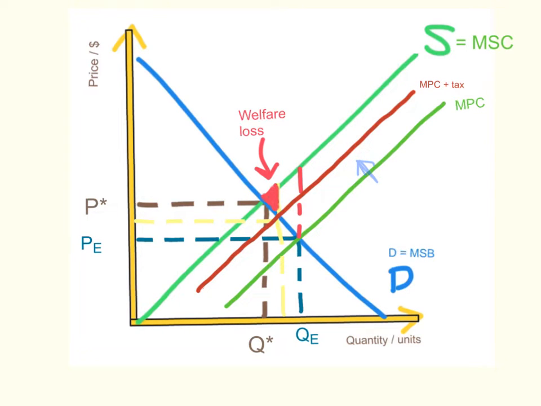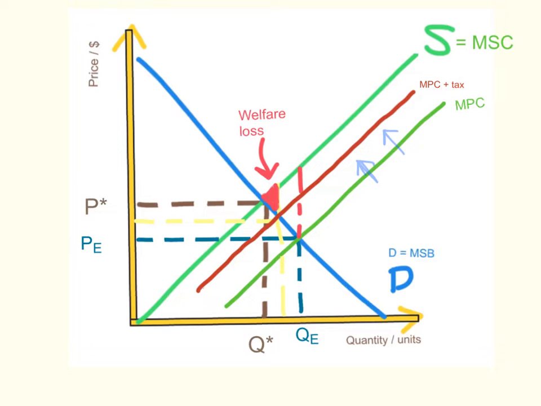By taxing, for example, which has increased the marginal private cost of the producers, this has shifted the MPC curve upwards, closer in a way to the optimal allocation, and you'll see that the welfare loss, this triangle, has actually decreased in size from the situation where there is no government intervention at all. So this has led to less of a welfare loss.